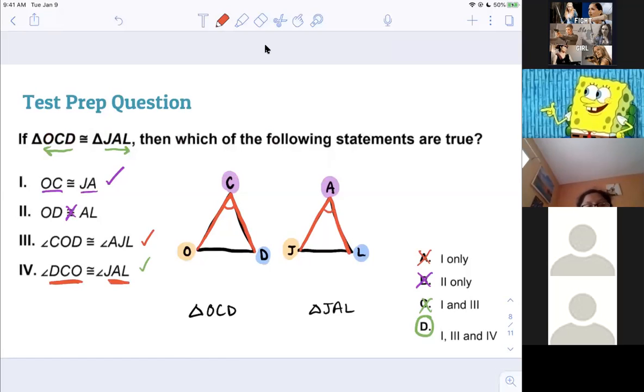Even though the way they were written was backwards, like in the statement, this goes DCO, so it's kind of like number 1, number 2, number 3. And the other one, they put J first, so they kind of did it backwards, 1, 2, 3 in that direction. But it's still talking about the same angle. So at the end of the day, even though it might not look on paper like they're congruent, once you actually draw it out, you notice that they are.